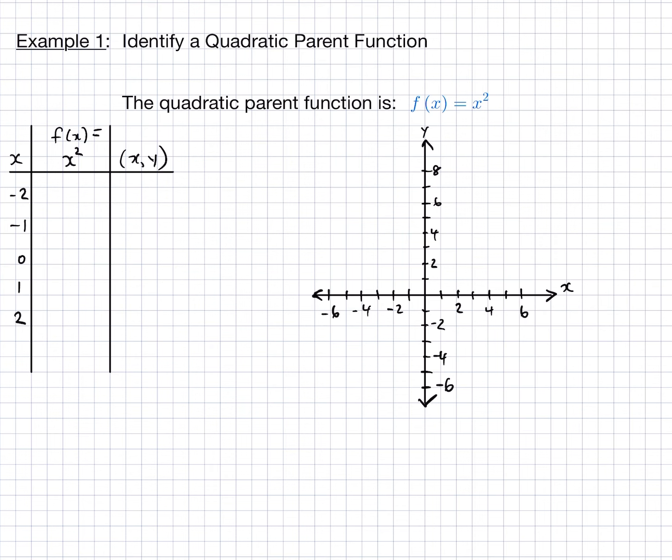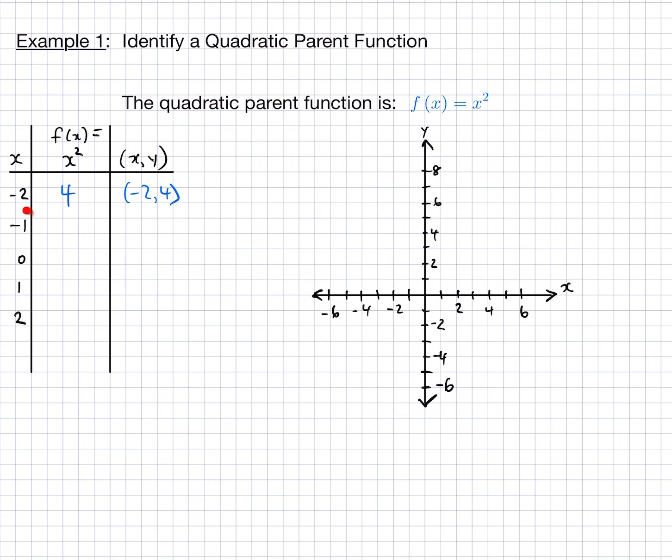So let's go ahead and plot some points and see what this function looks like. First, I've got x values down this column, and these are my input values. What that means is I'm going to take each of these x values and plug them in for x, and the result of that will be our output, or f of x. First, if we plug in -2 for x, we see that -2 squared is going to be 4. And so my coordinate there is going to be (-2, 4).